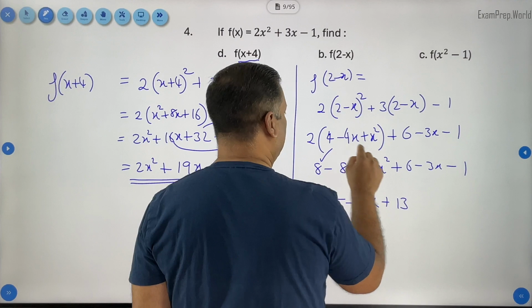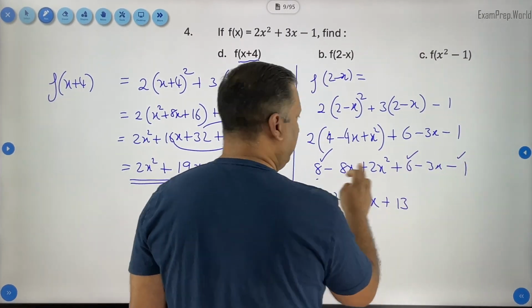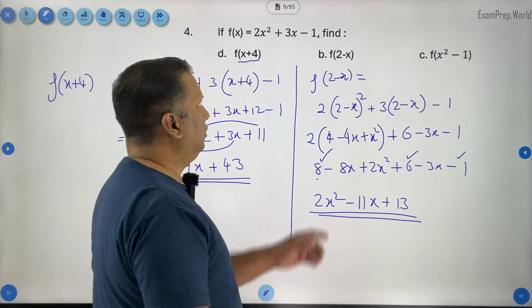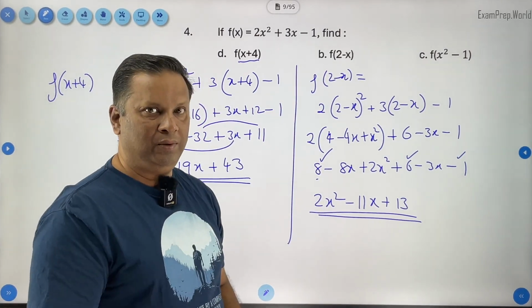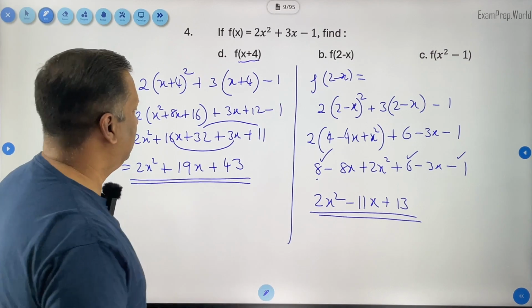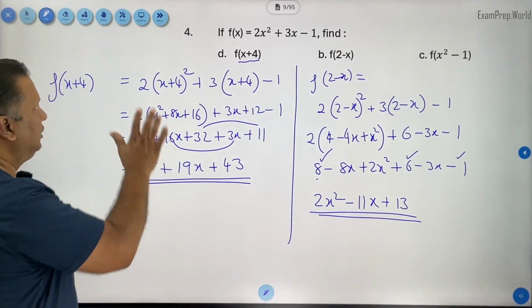So we have 3 like terms, 1, 2 and 3. 8 plus 6 is 14, 14 minus 1 is 13. So this should be your answer for B. Okay. Now let's do x square minus 1. So I'll erase this and do that one.